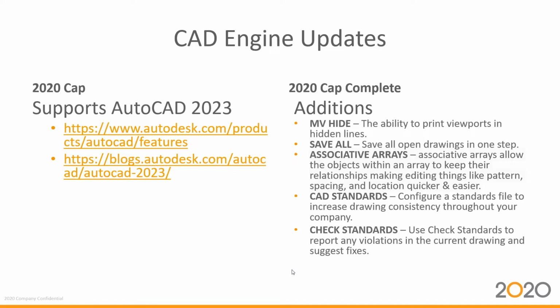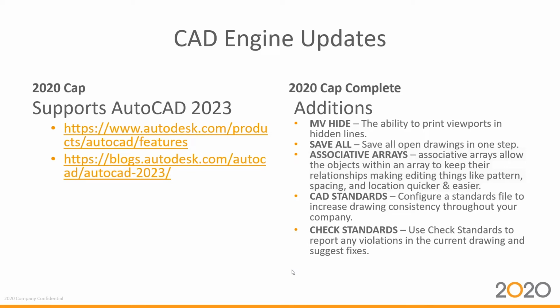And then the last two on the list, CAP Complete now allows you to create what it calls CAD standards. So you can configure a standards file for your company to increase the drawing consistency throughout, meaning that if you use a certain text style or certain dimension styles, you can set those up as a standard file and you can configure those for your entire company.